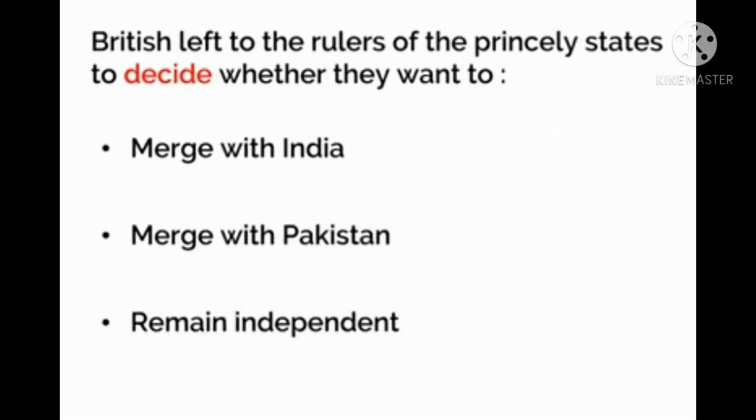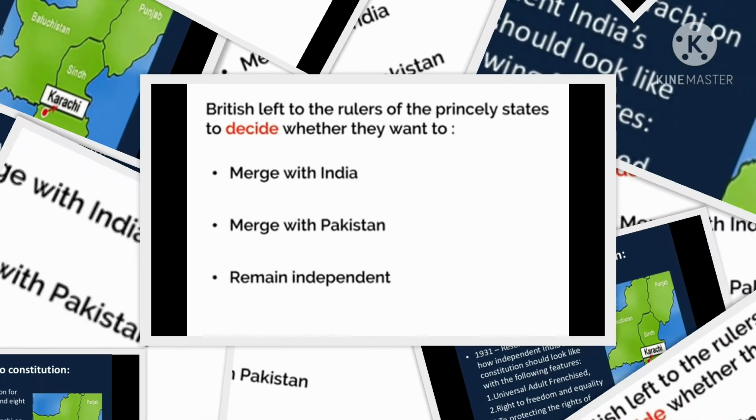The British had left it to the rulers of the princely states to decide whether they wanted to merge with India or with Pakistan or remain independent. When the constitution was being written, the future of the country did not look as secure as it does today.